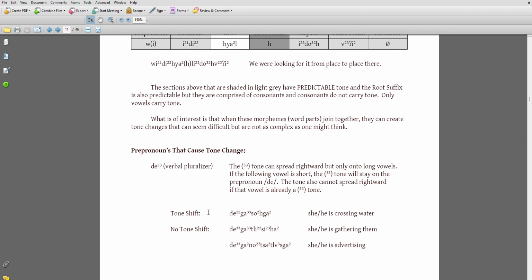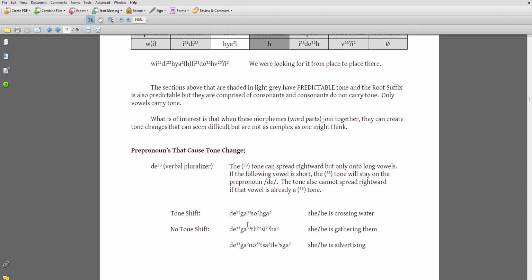So down here are three examples, one with tone shift and two without tone shift. With tone shift, we add the de to the verb ga soka, which means he or she is crossing water. So de ga soka. The de causes the pronoun ga to raise to a 3-3 because ga is a long vowel. De ga soka.